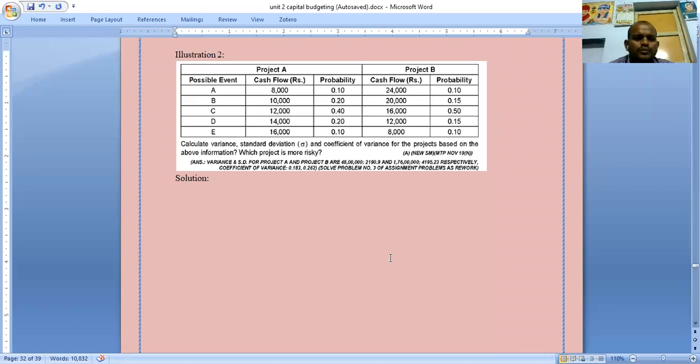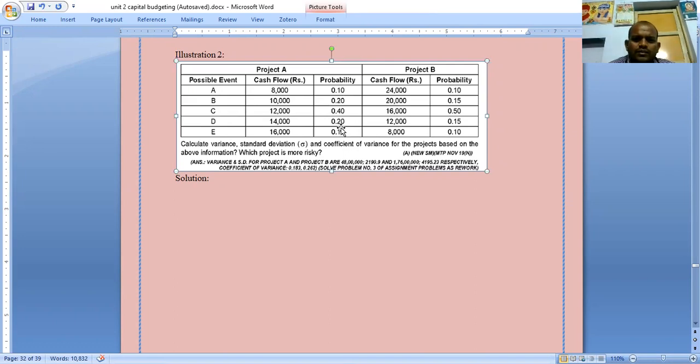So illustration 2, project A and project B. These are the possible events A, B, C, D, E. And for project A, cash flows and the probability, project B, cash flows and the respective probabilities. As I told you, if you count all these things, the total will be 1.